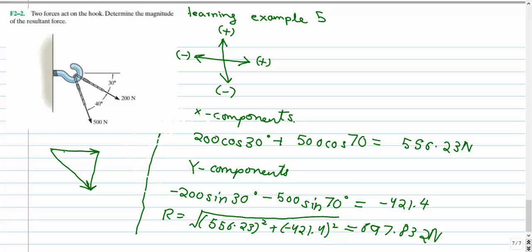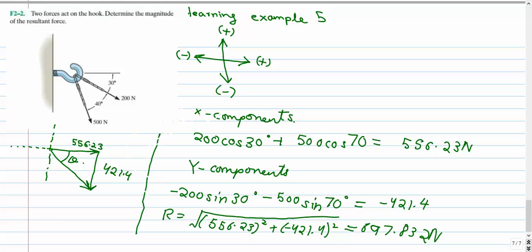Now, to get the angle from the x-axis, we can either get the angle clockwise or anti-clockwise, but if we get the clockwise angle, that is going to be much shorter, so we are going to go with the clockwise direction. We know this length, and we also know this vector length, which is 421.4.